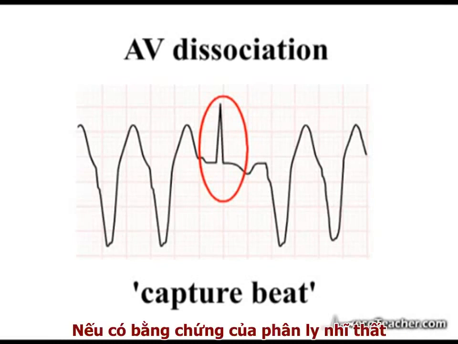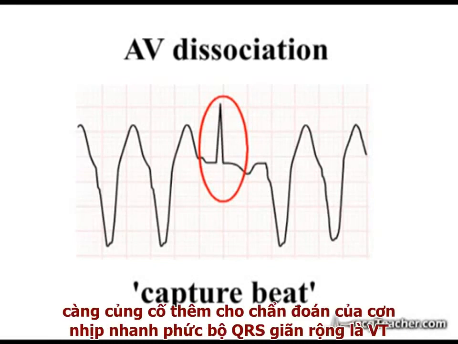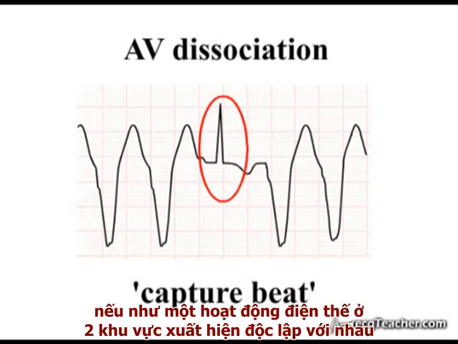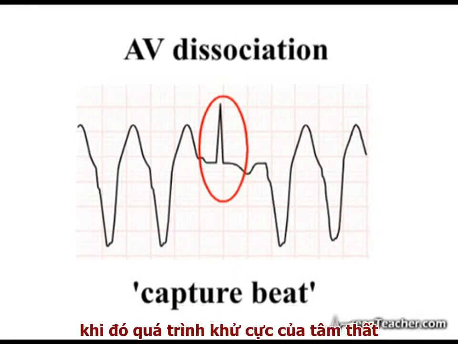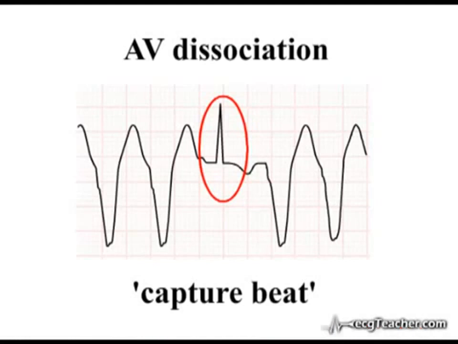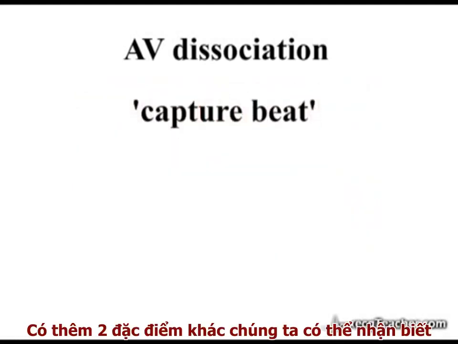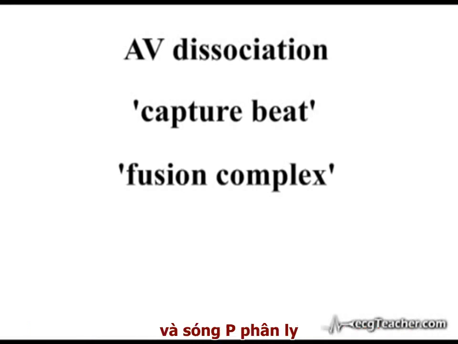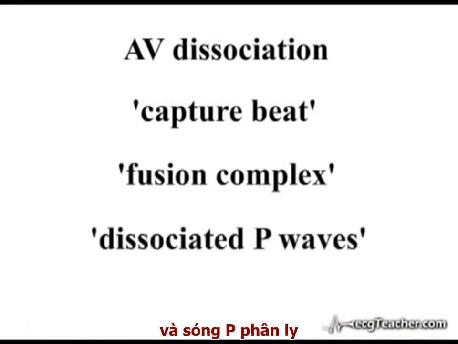The presence of evidence of AV dissociation is very reassuring in diagnosing a broad complex tachycardia as VT. By definition, if electrical events in the two regions are occurring independent of one another, then ventricular depolarization is not being driven from a supraventricular focus. There are two other features we can look for to establish the presence of AV dissociation: the presence of fusion QRS complexes and dissociated P waves.